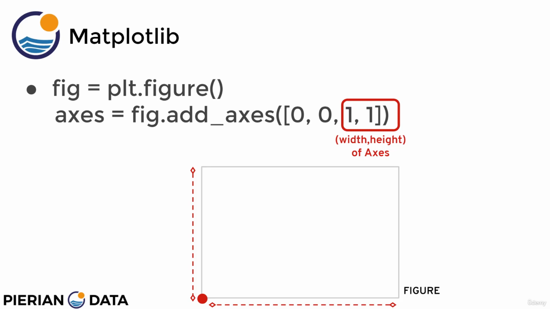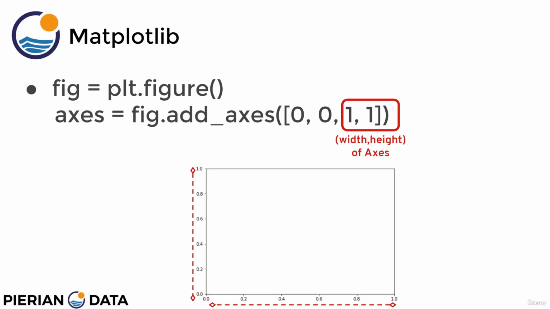So if I say add axes 0, 0, 1, 1, that would look something like this. The bottom left-hand corner of my new set of axes is at the same bottom left-hand corner of the figure canvas, and 1, 1 means I'm taking up 100% of both the width and the height of the figure canvas.